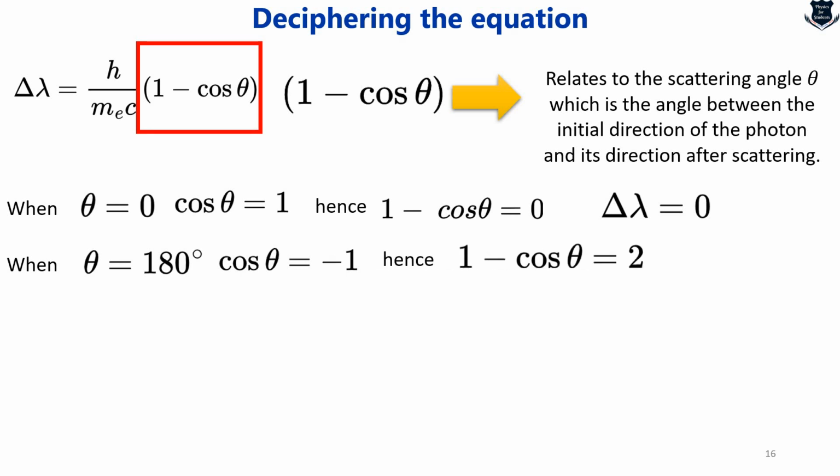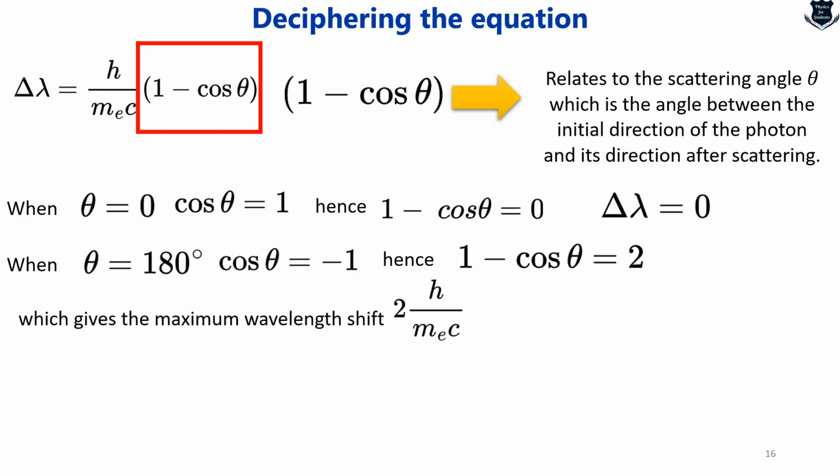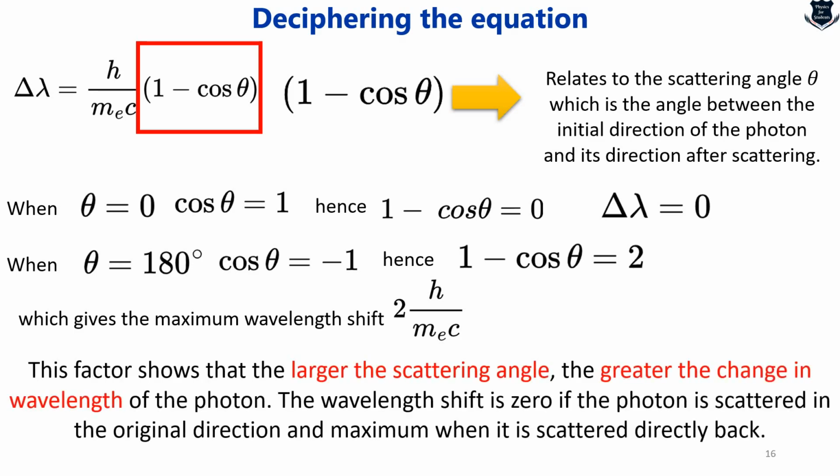So 1 minus cos theta will be equal to 2, which gives the maximum wavelength shift. What this factor shows is that the larger the scattering angle, the greater the change in wavelength of the photon. The wavelength shift is 0 if the photon is scattered in the original direction, and maximum when it is scattered directly back. So this is how the equation looks.